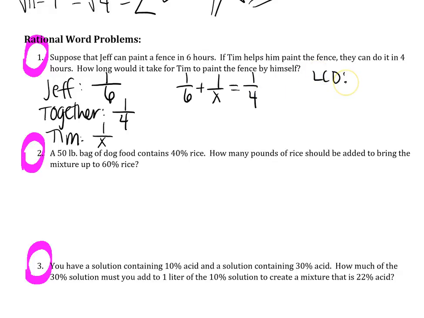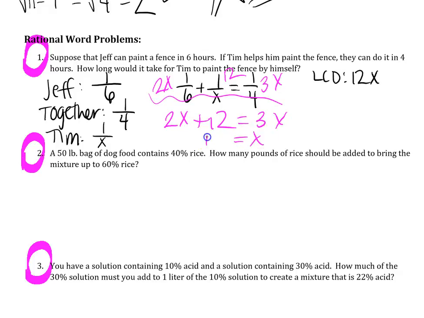So just like before with rational equations, we need a common denominator. So in this case, it would be 12x. Okay, in order to get a 12x, I would multiply 6 by 2x. This would need a 12, and this last part would need a 3x. Ignore the denominator. 2x plus 12 equals 3x. So yikes, it takes Tim 12 hours to paint the fence by himself. Not the fastest painter.